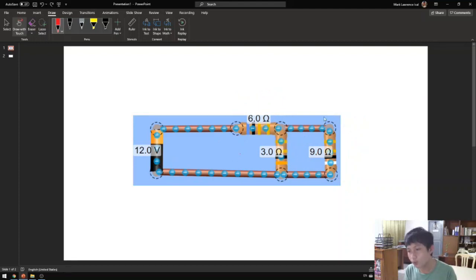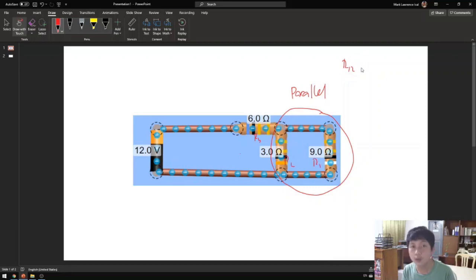And the 9 ohm resistor is connected to the 3 ohm, so this is a parallel one. So how do we do this? Basically we have R1, R2, and R3. Let's say this is 1, this is 2, and this is 3.